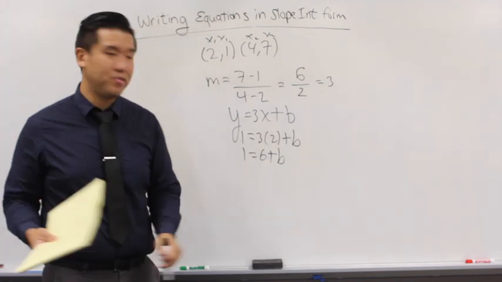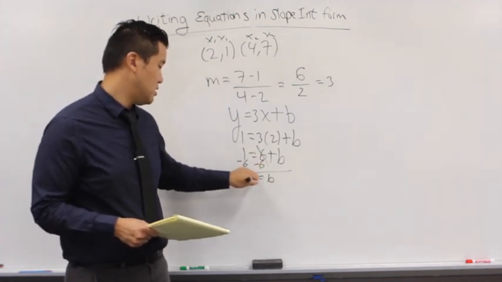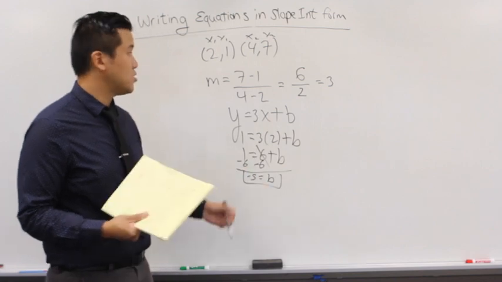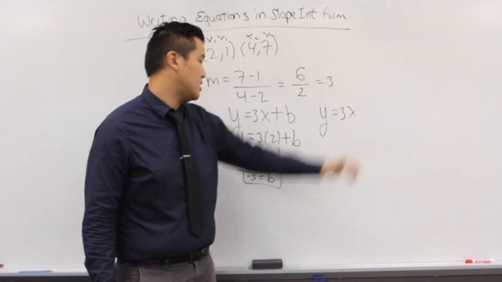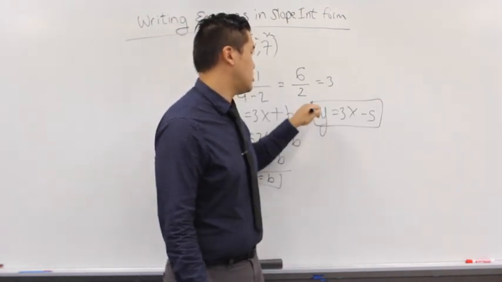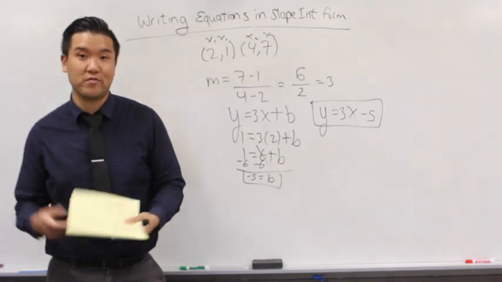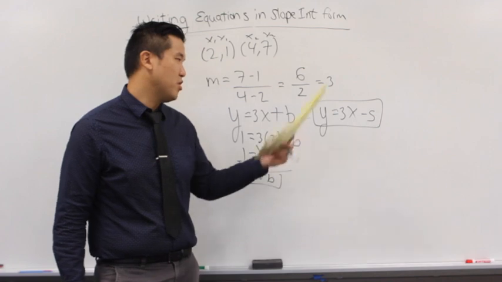So I plugged in 2 for x, 1 for y. So you have 1 equals 6 plus b. My goal is to solve for b. Subtract 6. So b is -5. So we're done, but you have to write it all together. So y equals 3x minus 5. Remember, circle your answers. Your teacher likes it when you circle your answers. They don't have to look everywhere for it. So make sure you guys start circling your answers or scoring it.